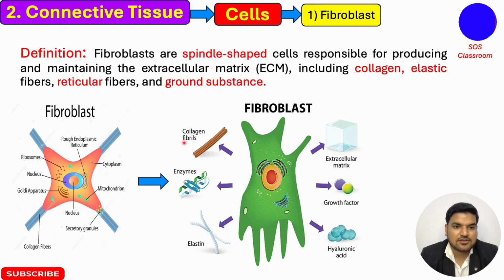You can see this is collagen fibers. These are the different types of enzyme formation by the fibroblast. This is the elastin fibers. This is the hyaluronic acid. This is the growth factors. This is the extracellular matrix. And in the fibroblast, there is rough endoplasmic reticulum. This is nucleus, Golgi apparatus, ribosomes, cytoplasm, and mitochondria, and secretory granules. So these are the structures or organelles present in the fibroblast cells.